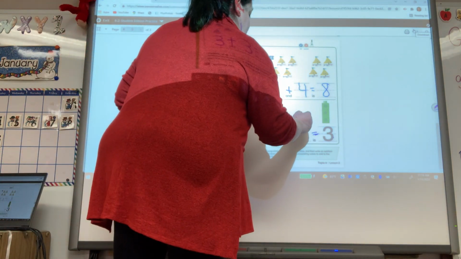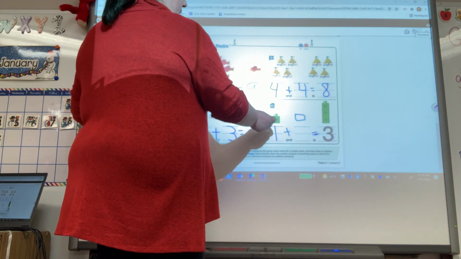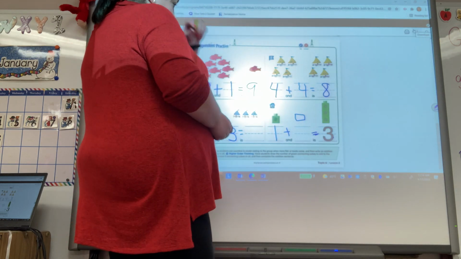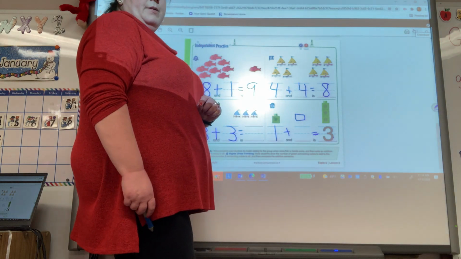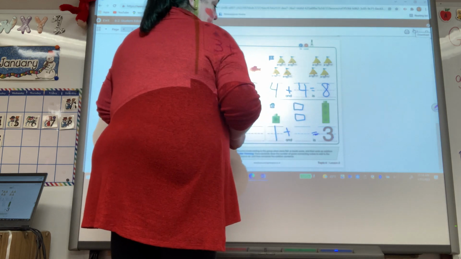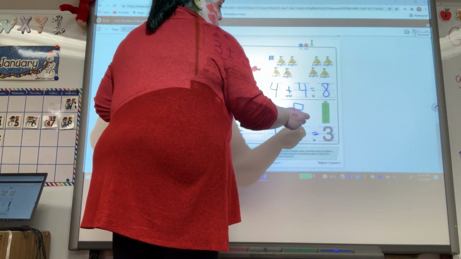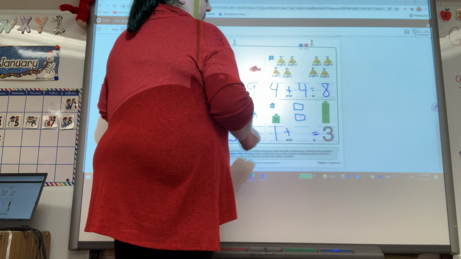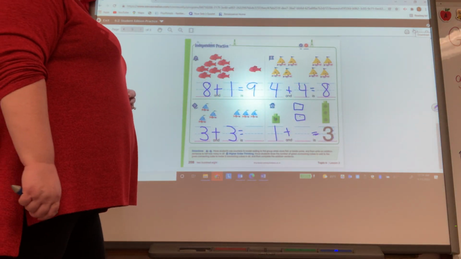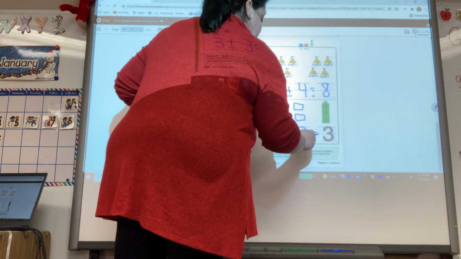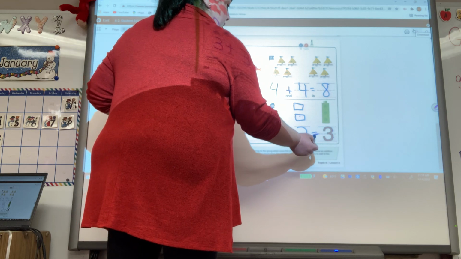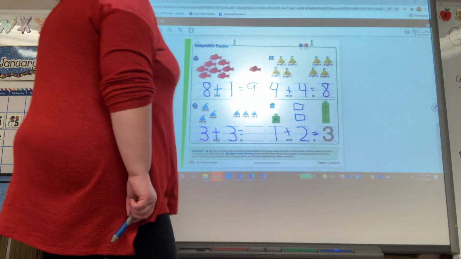Well, let's start by adding just 1. Let's see what happens. So we have 1 cube plus 1. 1, 2. Does that equal 3? No, it equals 2. Let's draw another cube. So we have 1, 2, 3. Does that equal 3? Yes, it does. So we need to have 2 cubes, and we have 1 plus 2 equals 3.